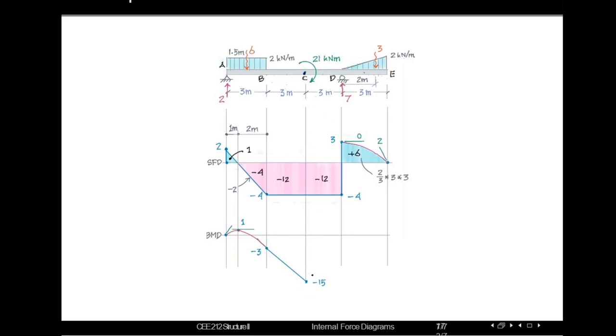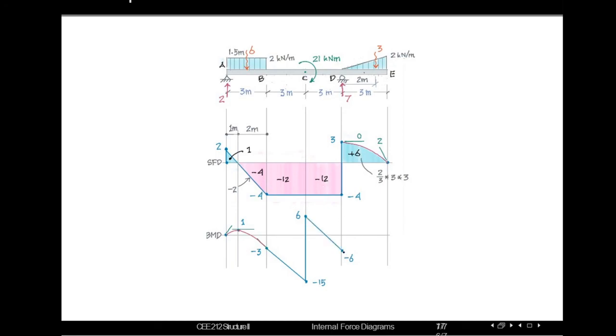So -15, and as the moment is clockwise, -15 plus 21. This clockwise represents positive moment, so -15 plus 21 will be +6. So we need to jump to 6. We can summarize that if there is an external moment, there will always be a jump in our bending moment diagram. Now we can complete this diagram. While moving from C to D point, facing an area of -12, 6 minus 12 will be -6. The line will be inclined as the area is uniform.